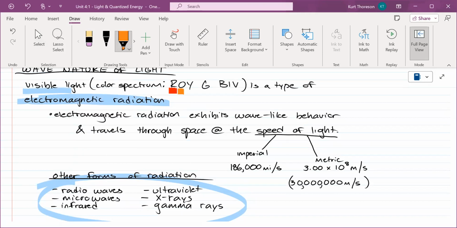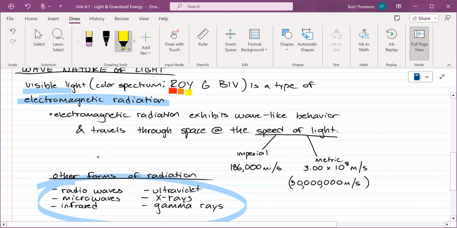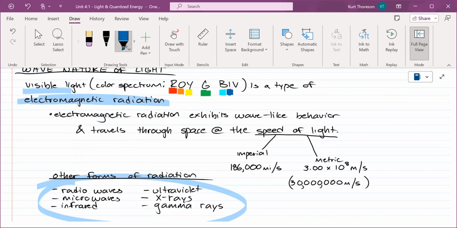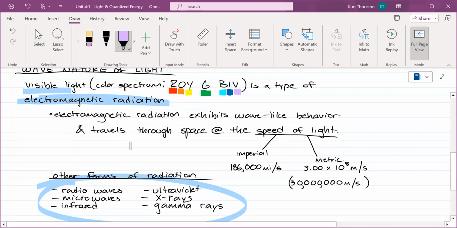orange, yellow, green, blue, indigo, which is like a super dark blue, and then violet. Those are all the colors. That's all that we can see.